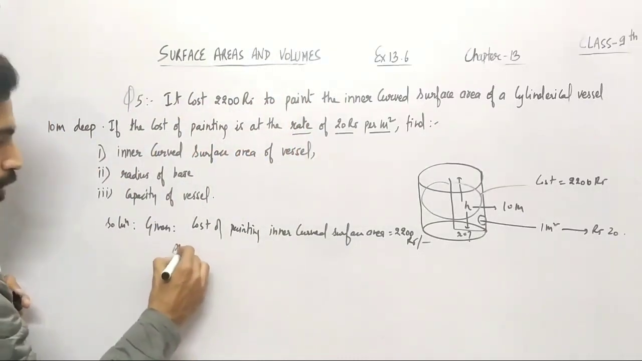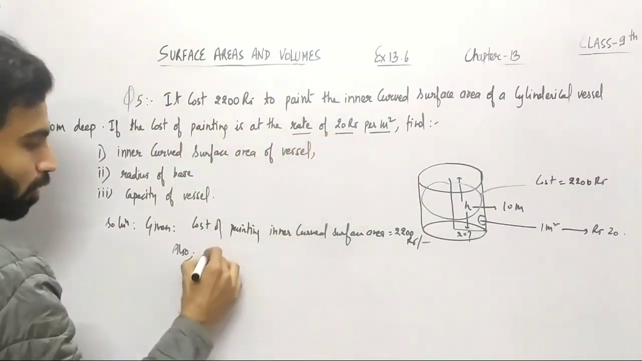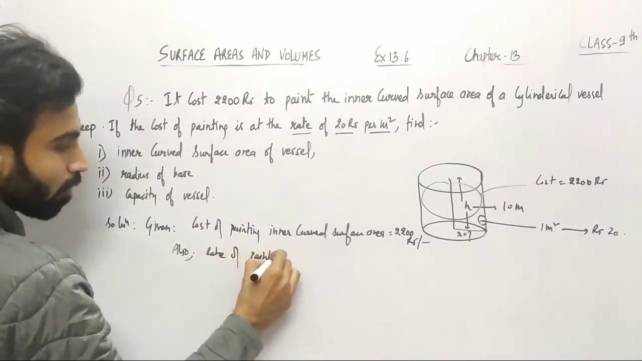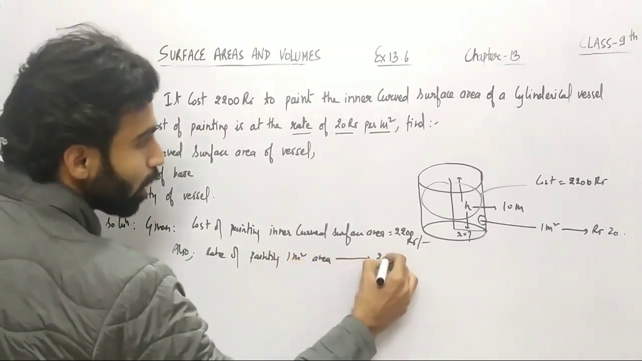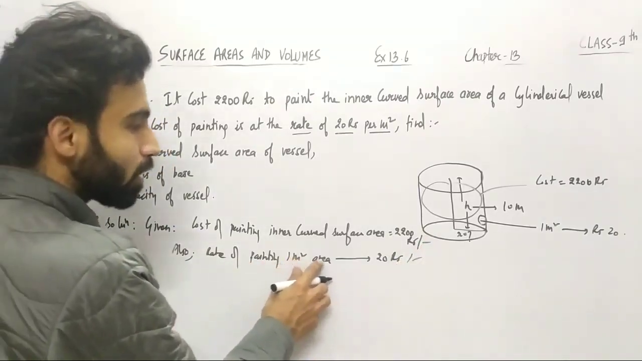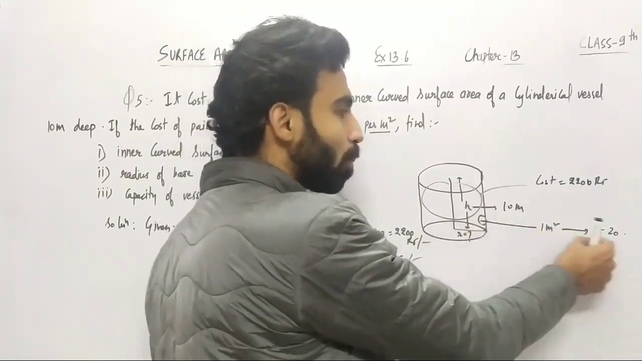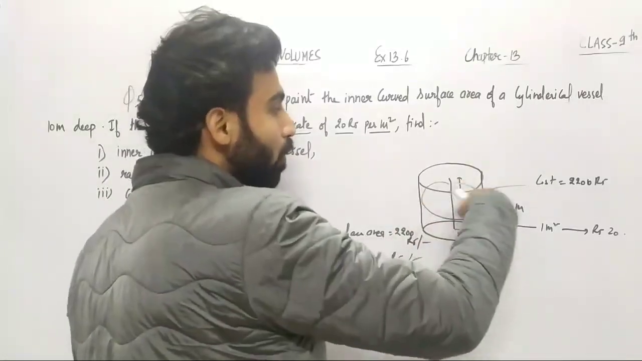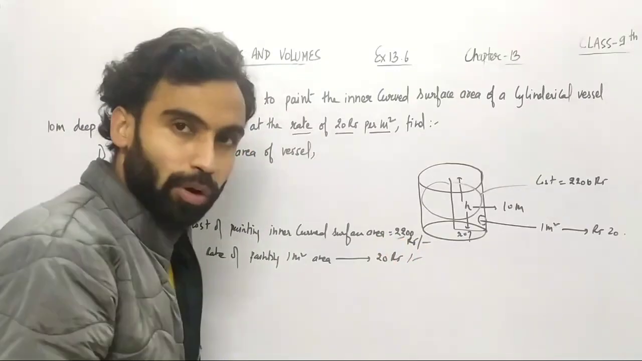नाउ ऑल्सो यू कैन सी हमें क्या गिवन है द रेट ऑफ you can see painting 1 meter square area is 20 rupees, right? So ये हमें given है. You can see the cost of painting 1 meter square area. So अगर मैं inner curved surface area सिर्फ 1 meter square area लूं तो उसको पेंट करने का चार्ज कितना है 20 rupees. अब अगर आप ध्यान से देखिए टोटल जो कॉस्ट है पूरे इनर कर्व सरफेस एरिया को पेंट करने की वो कितनी है 2200 रुपीज.